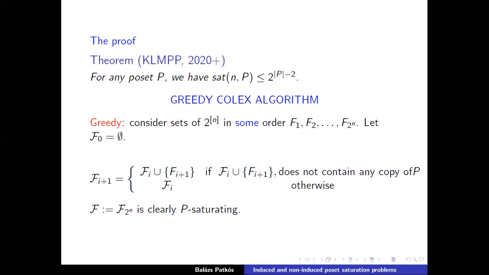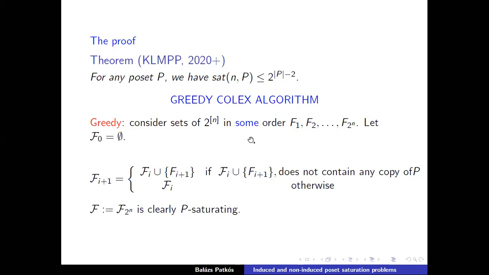Why is that so? Because we were cautious enough to avoid all copies of P: if there was a copy, then it consists of several subsets, and the one that was added last shouldn't have been added. So that's why it is P-free. And it's P-saturating because all the subsets that were not added were not added for a reason, because together with some subsets in the family, they would create a P. Okay, so this holds for any kind of greedy algorithm.